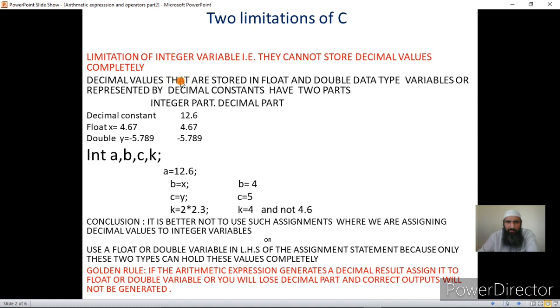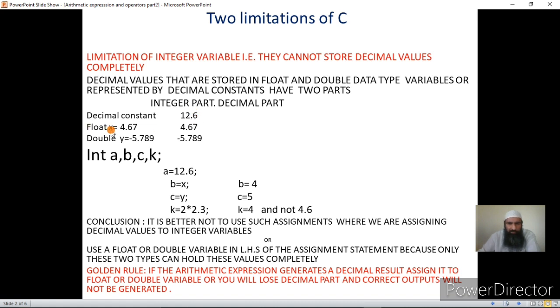Now decimal values that are stored in float and double variables, or represented by decimal constants, all have two parts. One part is called the integral part, and the second part, written after the dot symbol, is the decimal part. For example, we have a decimal constant 12.6. Now 12 is the integer part and 6 is the decimal part.